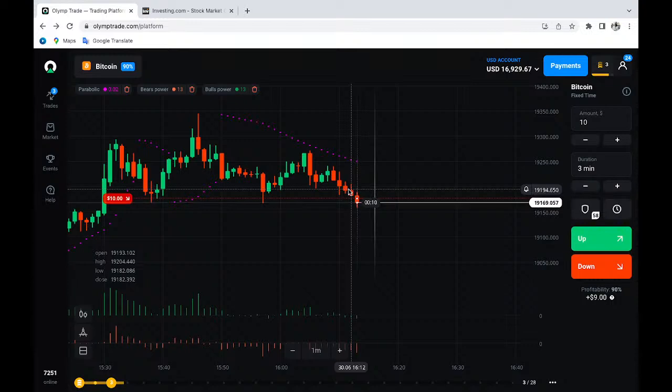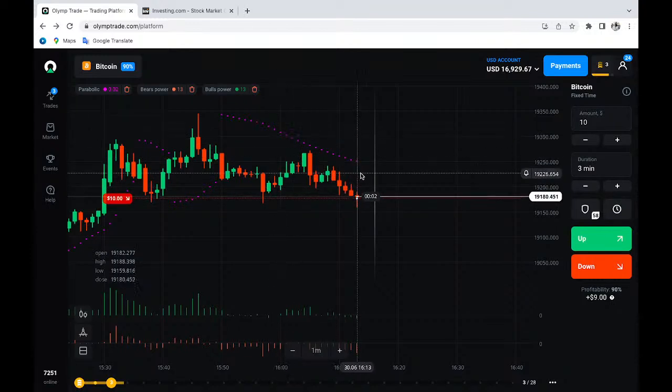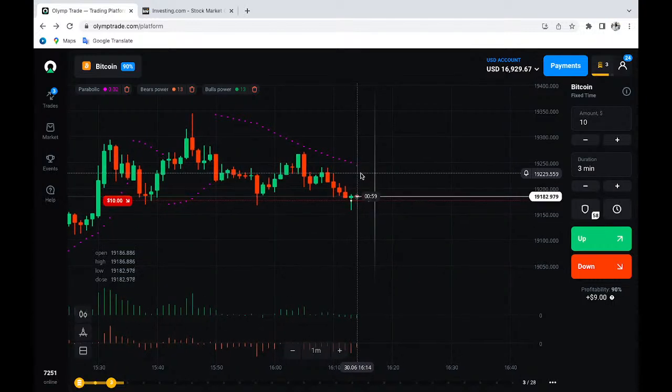Why did I open this trade? Because, as you can see, guys, parabolic is coming top to down, which means parabolic is giving us a down signal. And bear power and bull power are also below the zero level, which means we are getting a good signal and we can go with the trade.